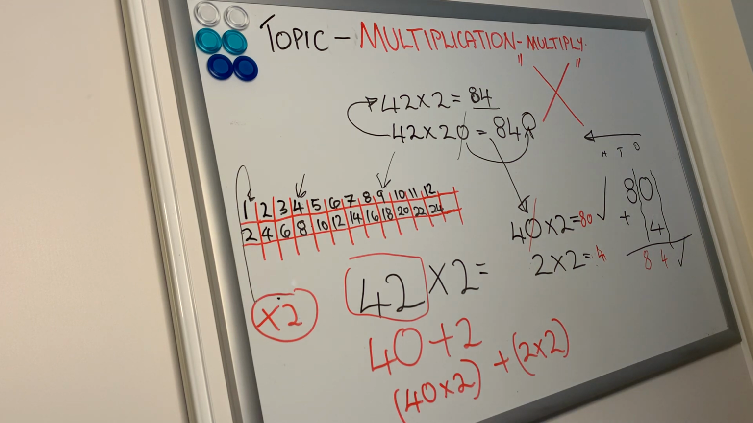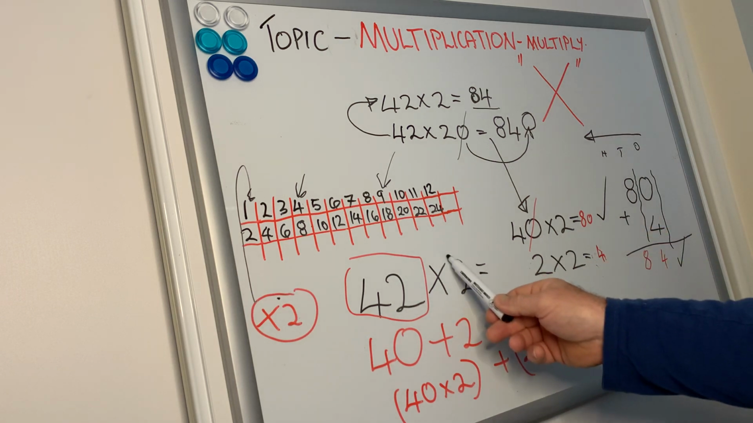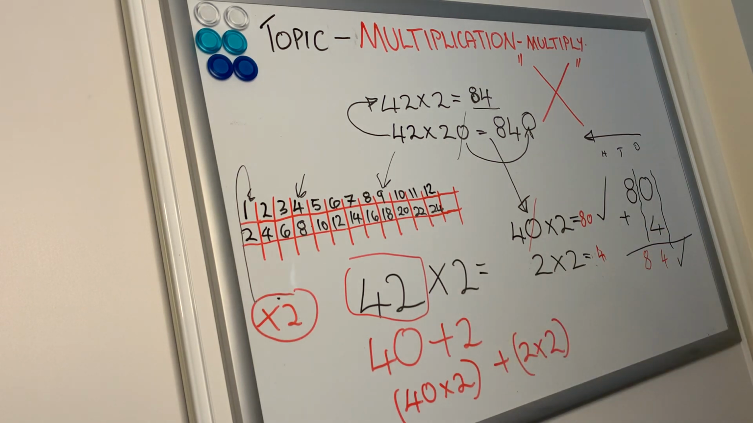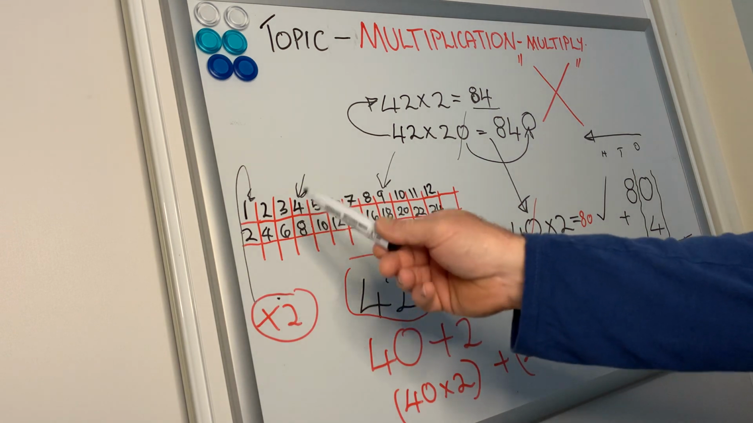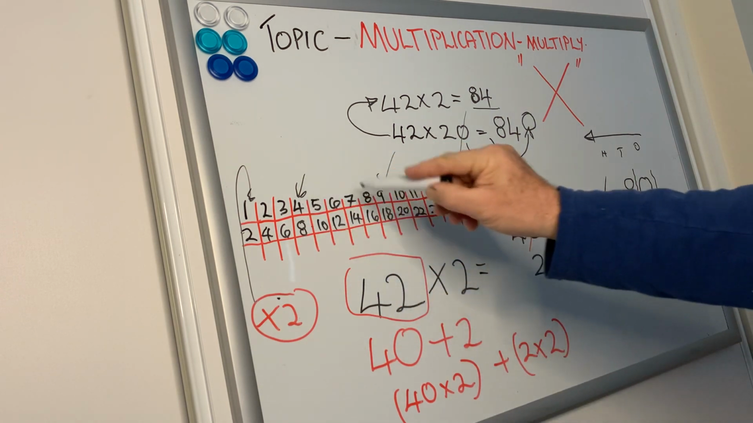Okay, that's multiplication in its simplest form, Logan. In this instance we were multiplying by 2, and it's always good to write a little number scale to help you.